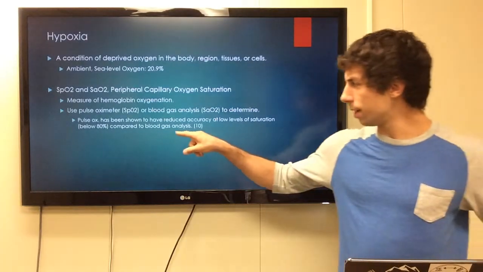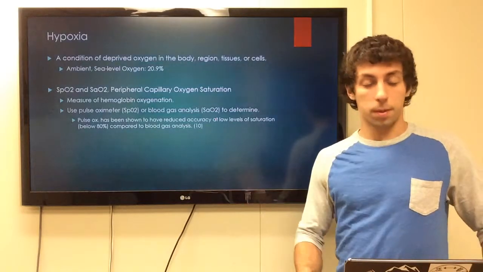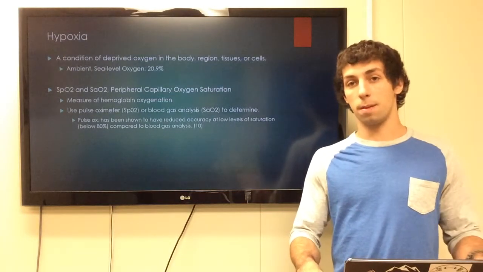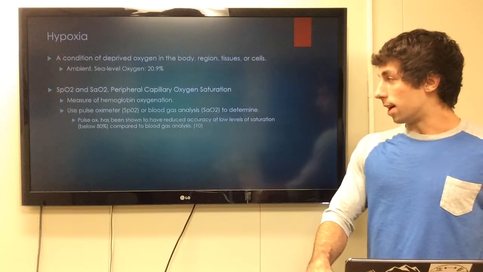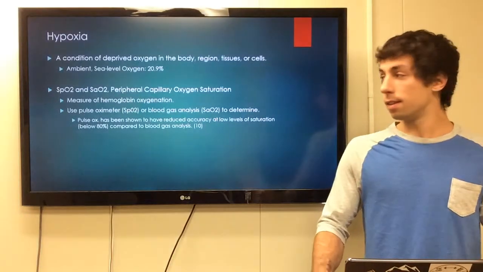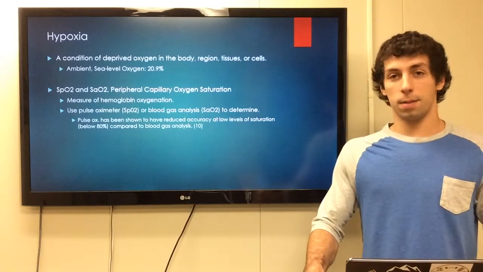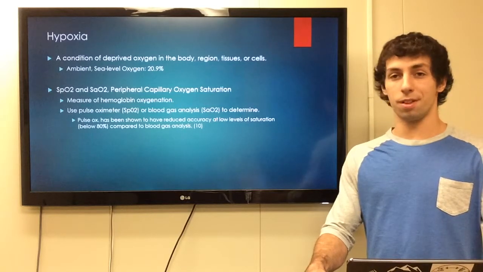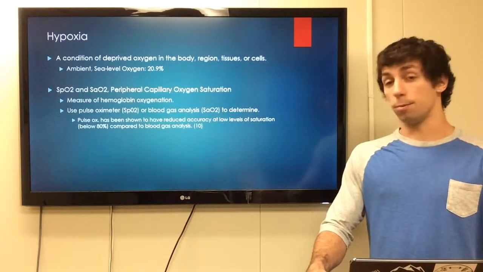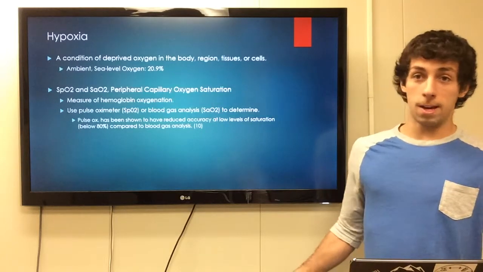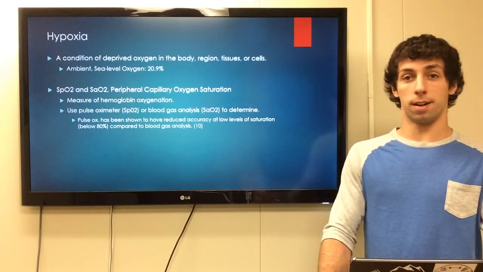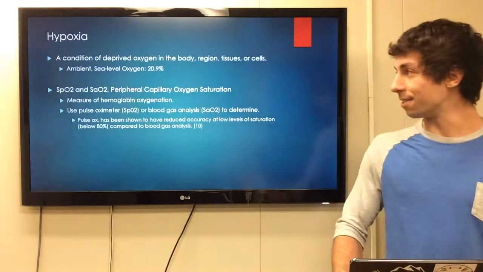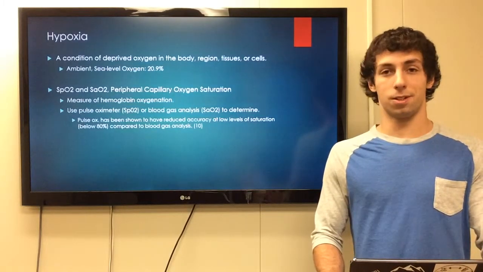And this study down here was a Japanese study that showed pulse oximetry is reliable above saturation values of 80%, but below that, it has reduced accuracy compared to the blood gas analysis, which I think is fine, because when someone is at 80% oxygenation or lower, that's a critical medical emergency, and you wouldn't really want to rely on a pulse oximeter unless you're just bringing them from an ambulance to the hospital. If they're at 80%, hopefully they're getting advanced medical care and getting their hypoxia levels and their hemoglobin oxygenation measured more accurately.